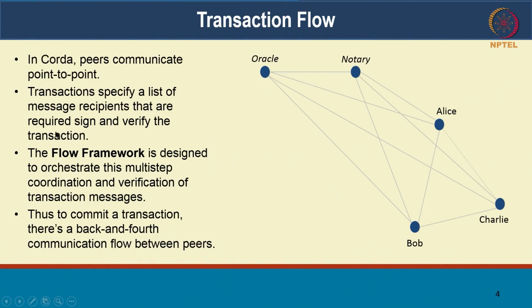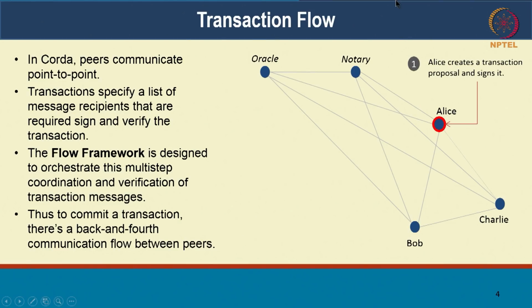As I mentioned, in Corda all communication is point to point. Along with the contract logic itself, the transactions specify a list of message recipients that are required to sign and verify the transaction. The flow framework is designed to orchestrate this whole thing. It will say that first Alice needs to sign, then Bob needs to sign, and then it can be finalized. The logic that Alice and Bob use to sign this transaction can also be part of the flow, or it can be external information. So let's go through this flow.